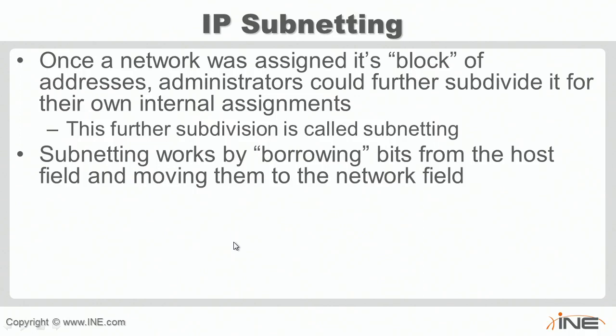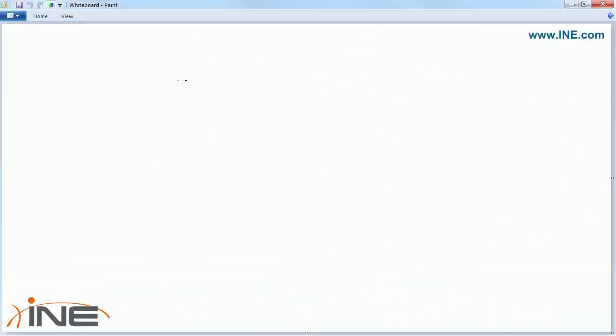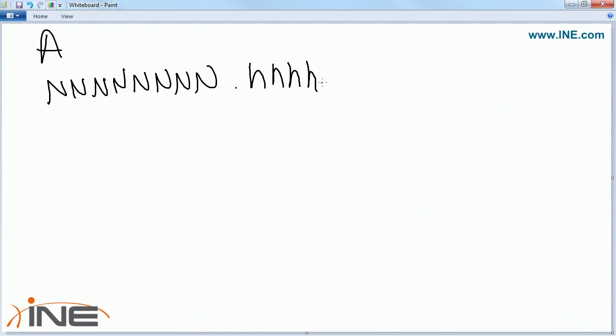Sometimes this process is called borrowing bits, where we're basically taking the network division, where for a Class A, for example, we have 8 bits that are for the network. So this is the first octet. And then everything else after this is for the host addresses.